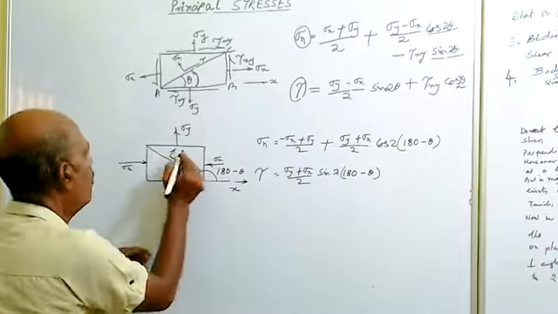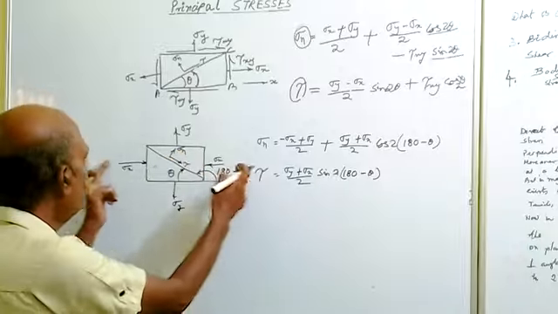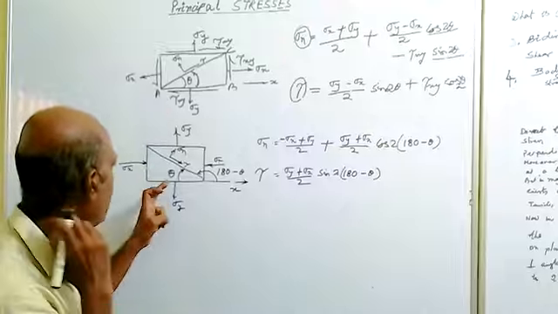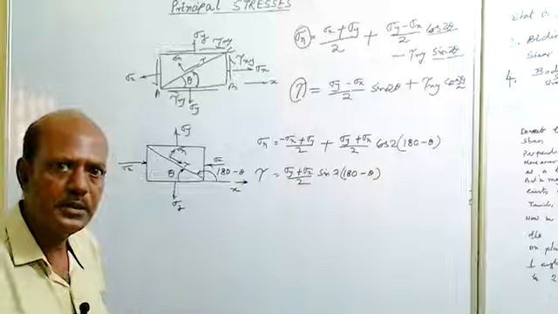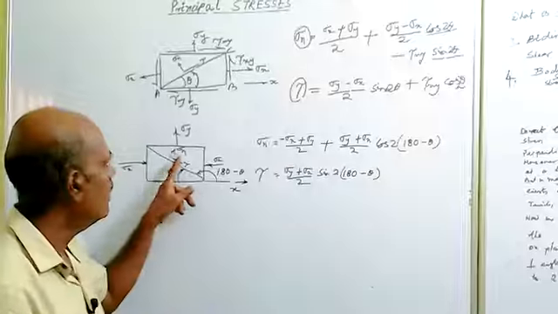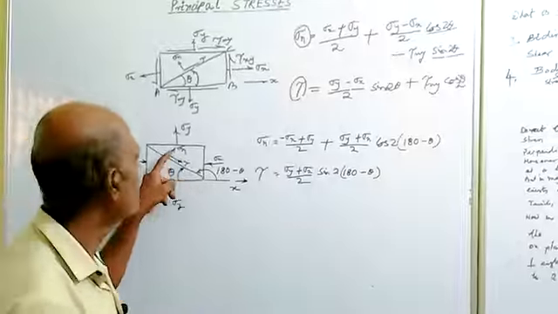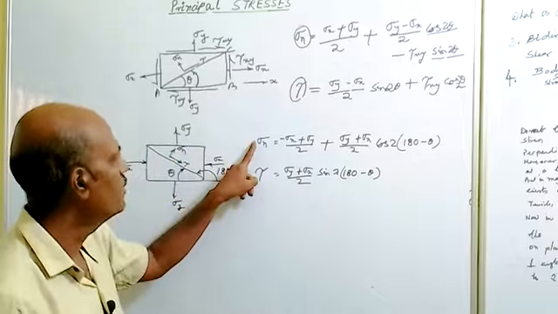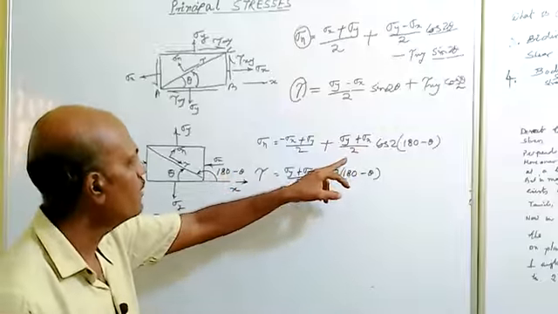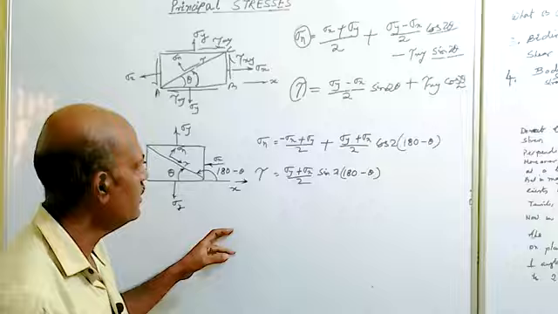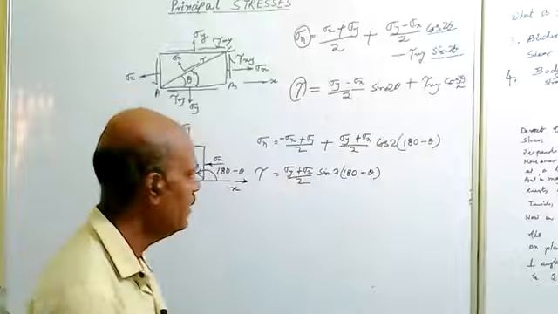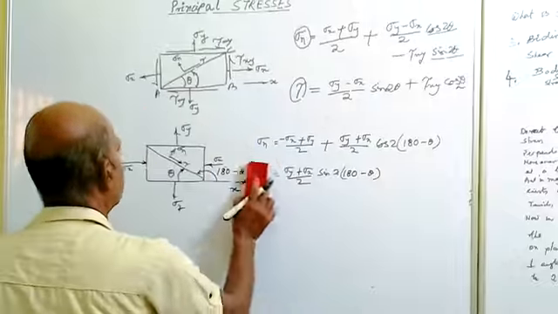Okay, so if the body is under sigma x compressive stress and sigma y tensile stress, and the inclined plane makes an angle theta with x direction in clockwise sense, then the equations for sigma n and tau will be: sigma n is equal to minus sigma x plus sigma y by 2 plus sigma y plus sigma x by 2 cos 2 into 180 minus theta, and tau will be sigma y plus sigma x by 2 sin 2 into 180 minus theta. Now we will see another case.